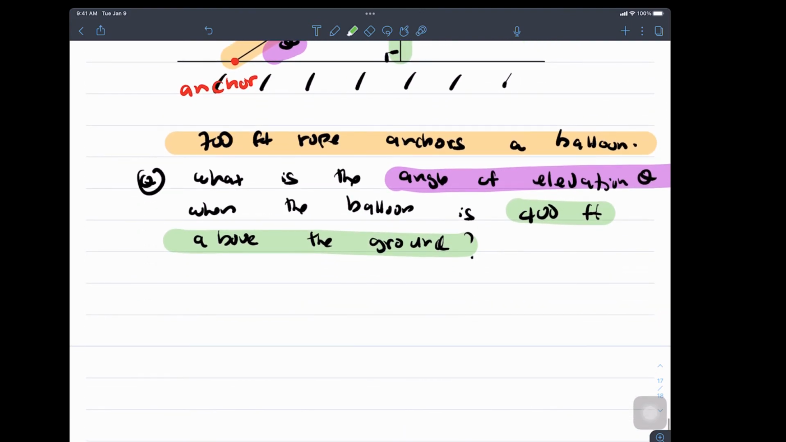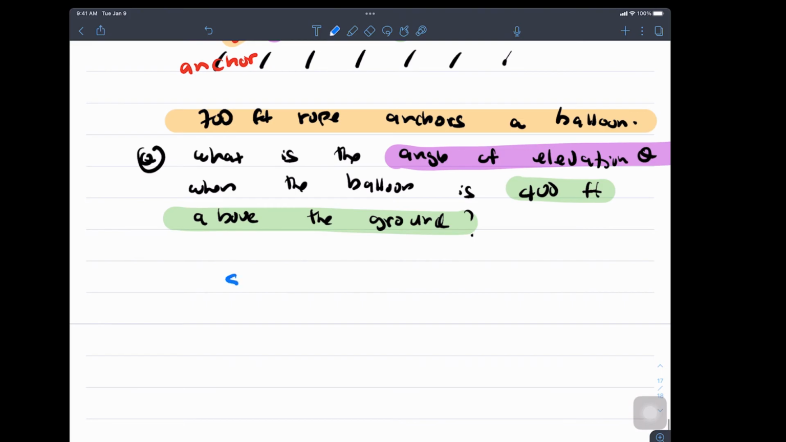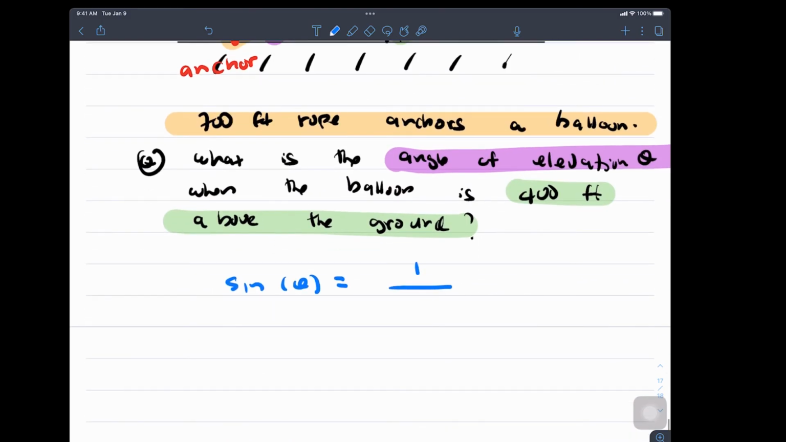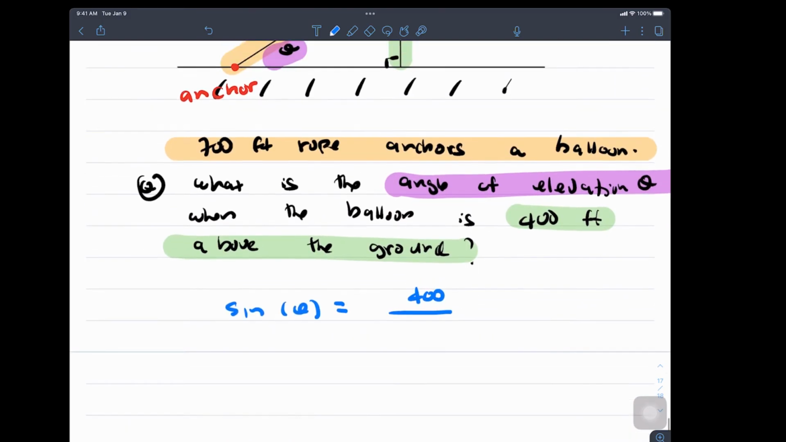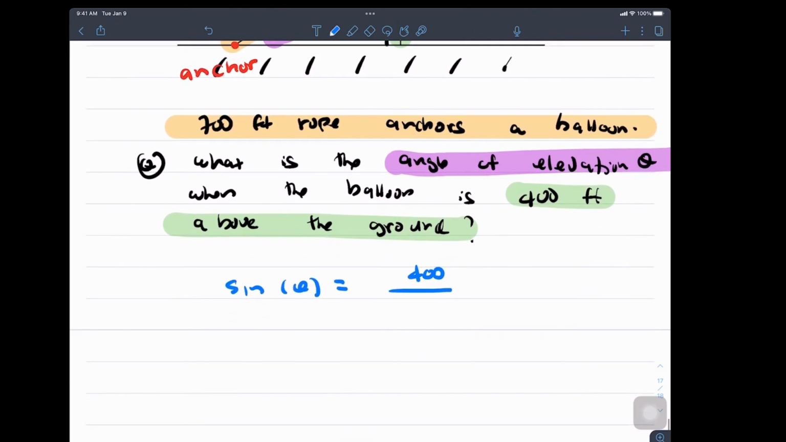Now you might say, Mr. Judge, what do I do? Well, what were you given? Opposite over hypotenuse. Is that true? So by definition, sine theta equals the opposite side of 400 feet over the hypotenuse of what? 700.